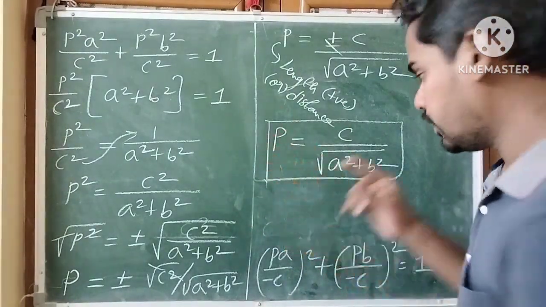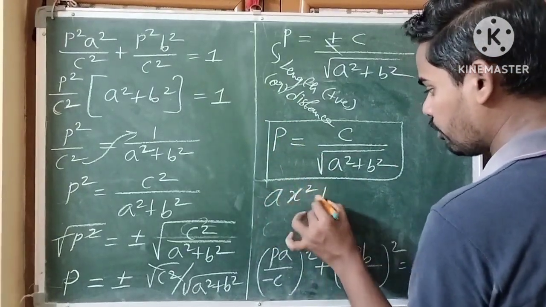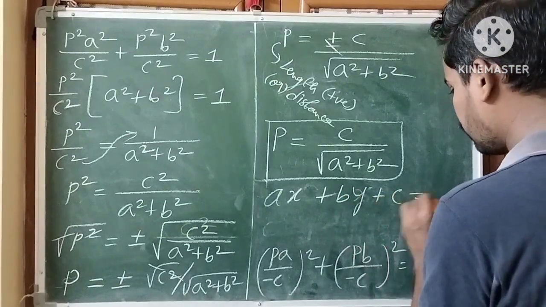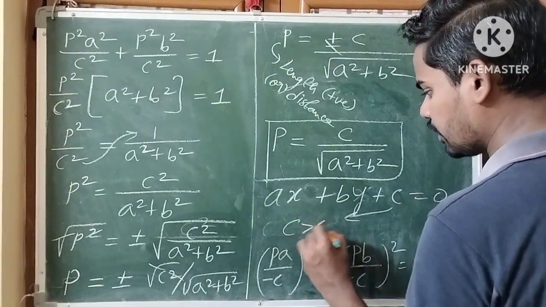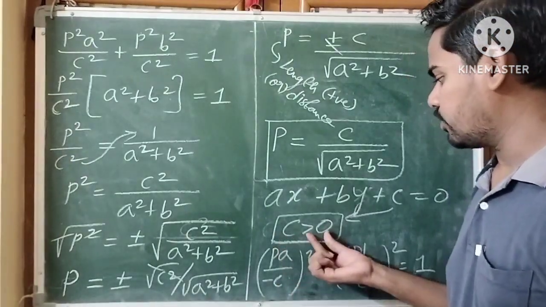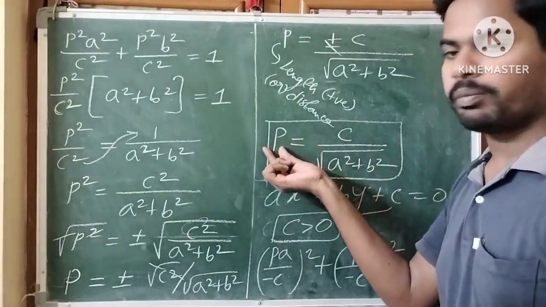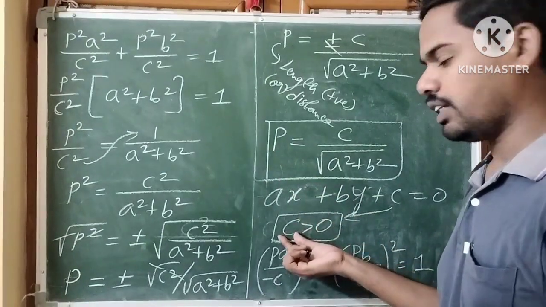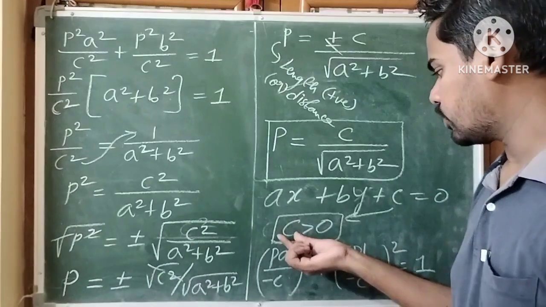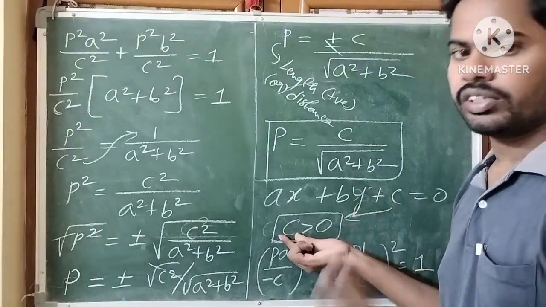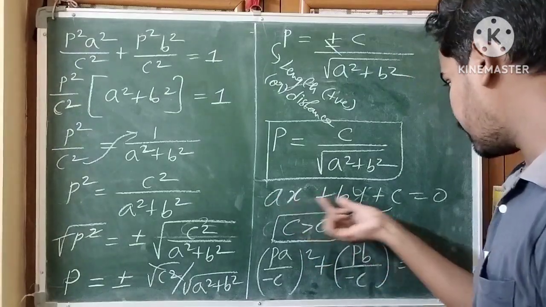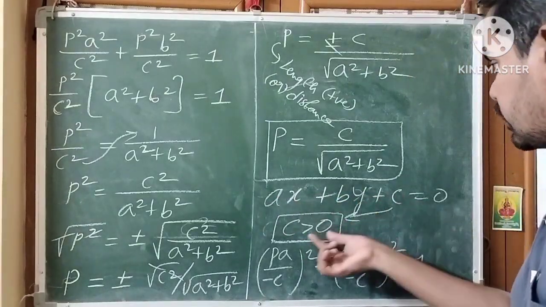That's why in the general form of a line, Ax plus By plus C is equal to 0, C is always greater than 0. Why? Because if C is greater than 0, then only P is positive. We cannot take C as a negative quantity, we cannot take C less than 0. So we always take a positive value of C.